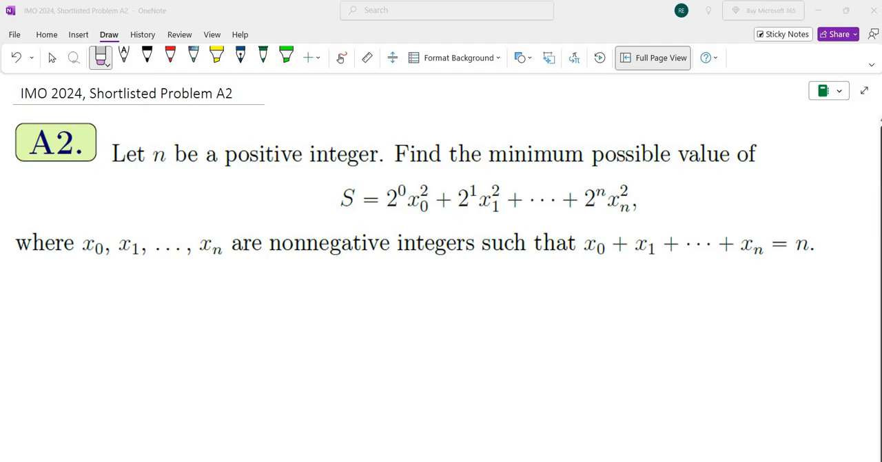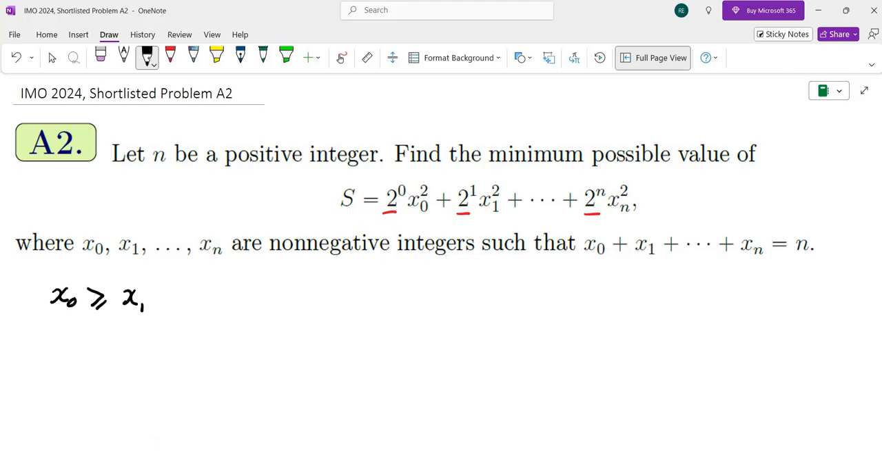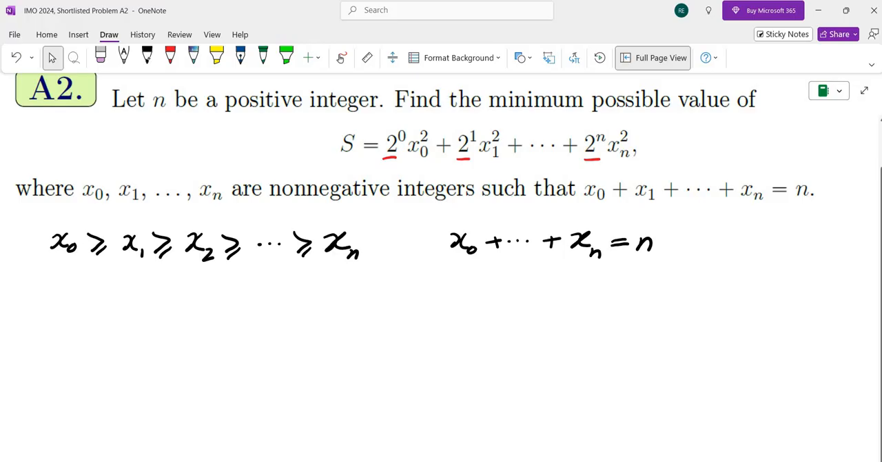But before I do that, there's an obvious assumption that we can make. Because we're trying to minimize this and these coefficients are increasing, we can assume that x0 through xn are decreasing. So x0 is greater than or equal to x1, greater than or equal to x2, all the way to xn. And because the sum of x0 through xn is n, we know that xn would have to be 0 because they are decreasing. So if the first n are 1, the last one would have to be 0. So in fact, it's probably going to be like the tail of this sequence. It's going to have lots of zeros, or at least a few zeros.